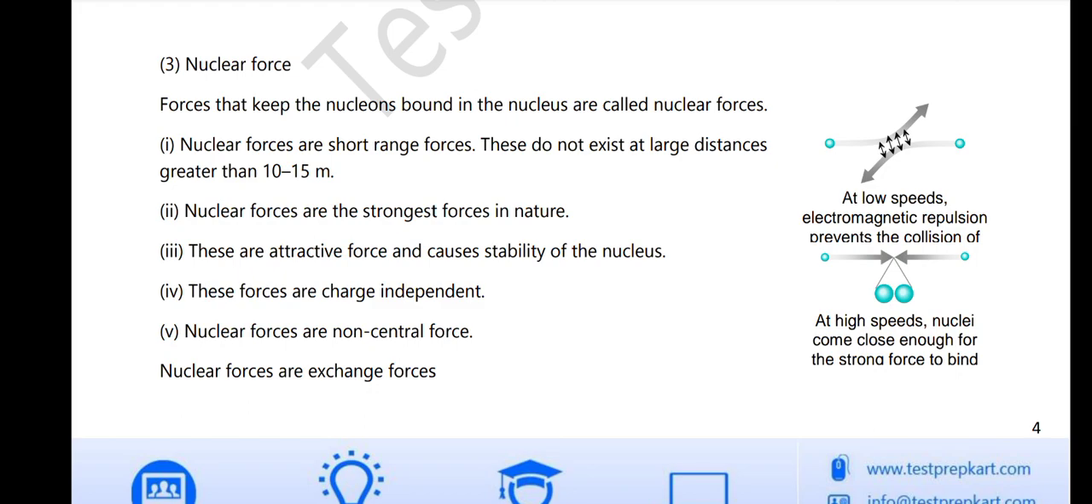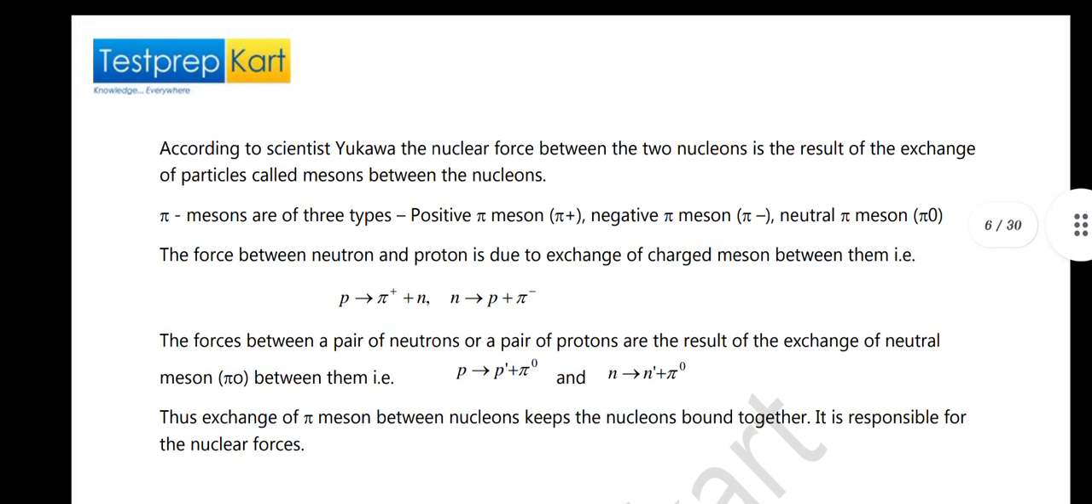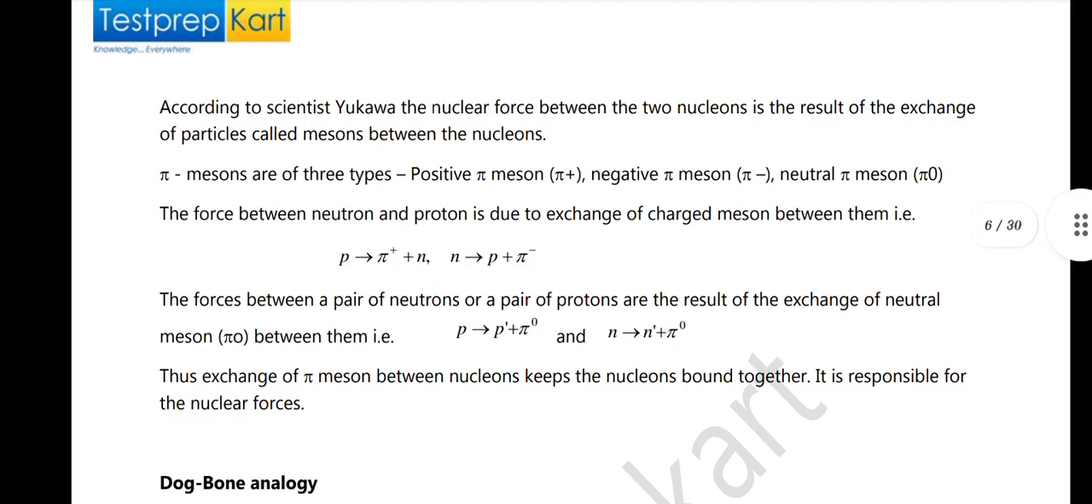These forces are charge independent. They are attractive forces. They cause stability of the nucleus. Nuclear force is a non-central force. Those are some of the information they have given here. I think it is not important, but let me just say it.